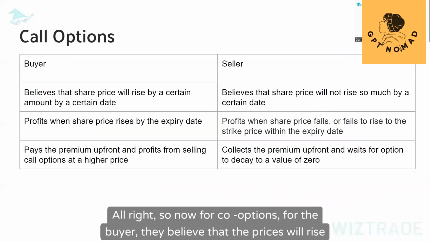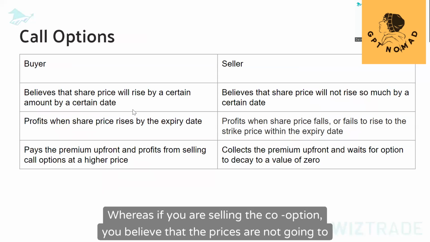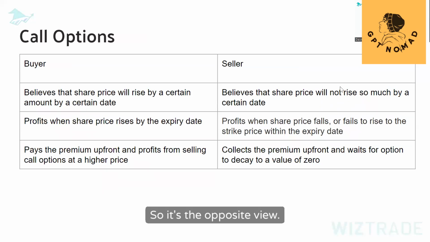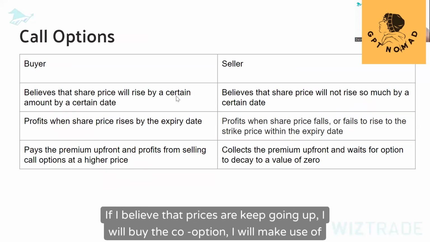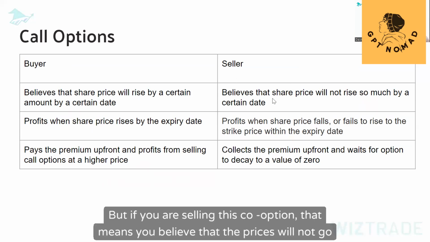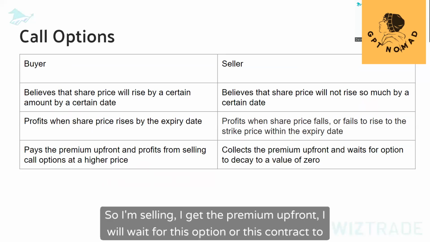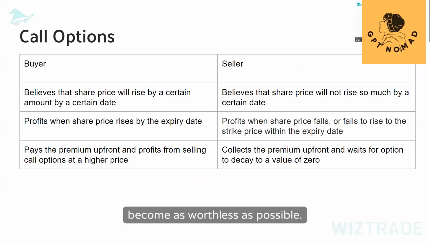Alright. So now for options, the buyer believes that prices will rise by a certain amount within a certain number of weeks. Whereas if you are selling the option, you believe that prices will not rise so much. It's the opposite. If you are selling this option, you believe that prices will not go up so much. Right? So I'm selling and getting the premium upfront. I will wait for this option or this contract to become as worthless as possible.